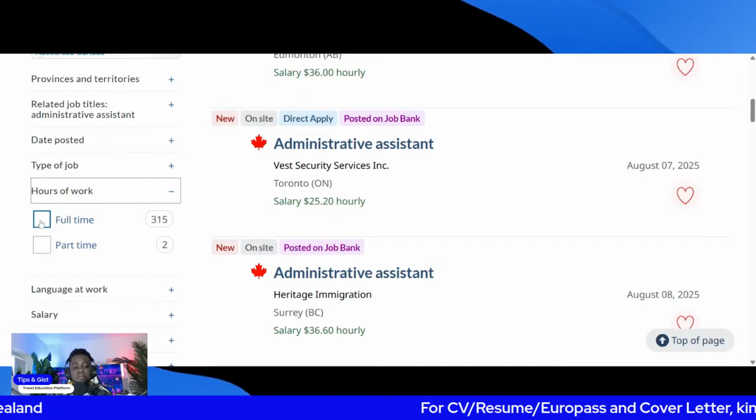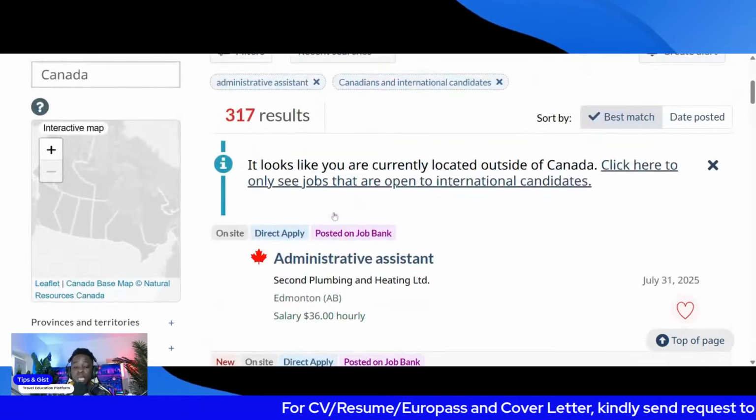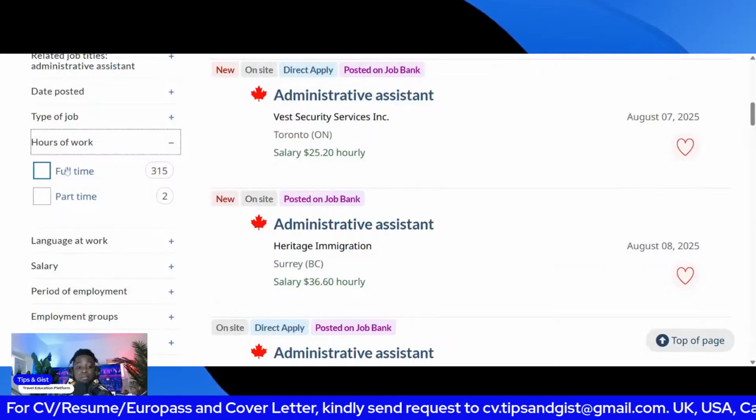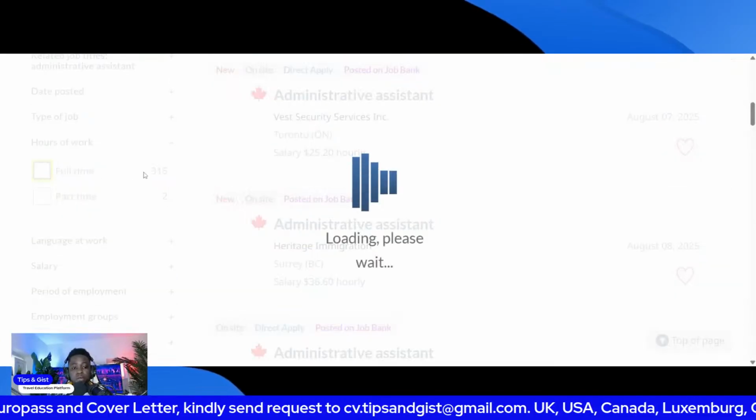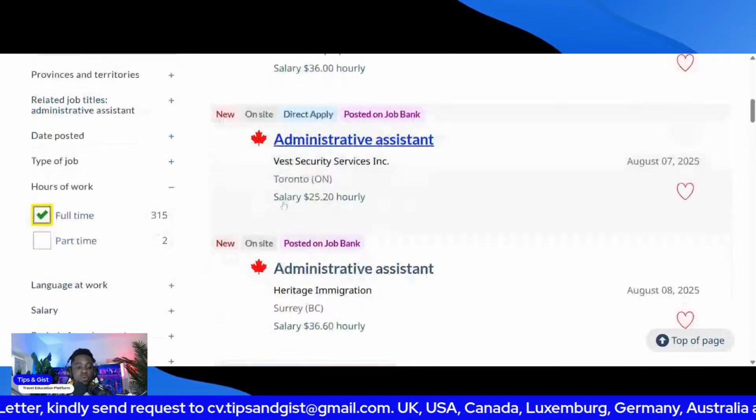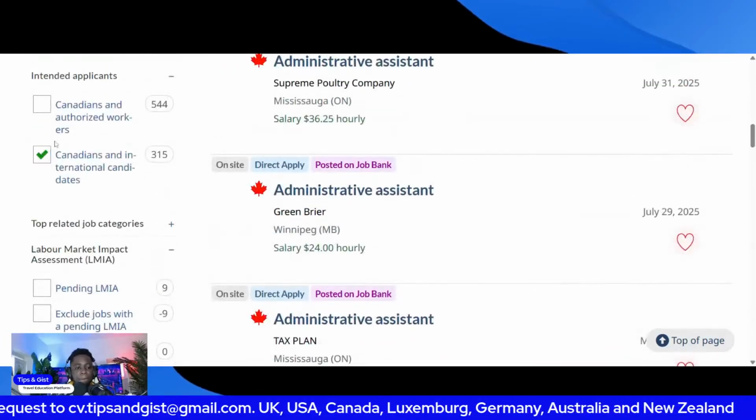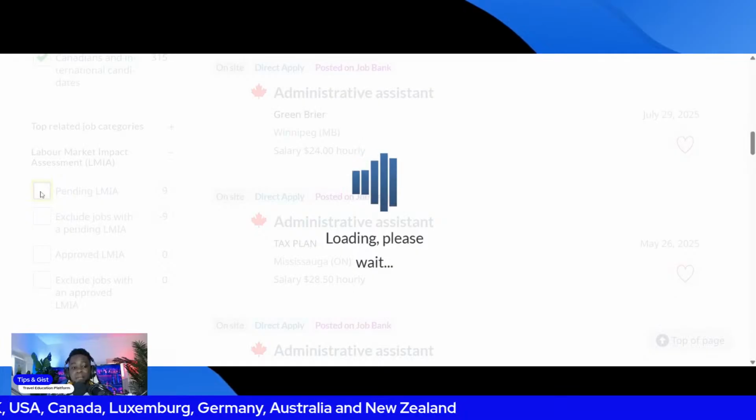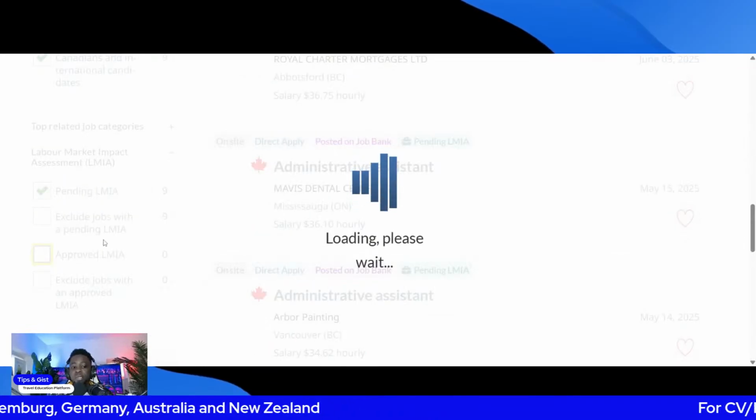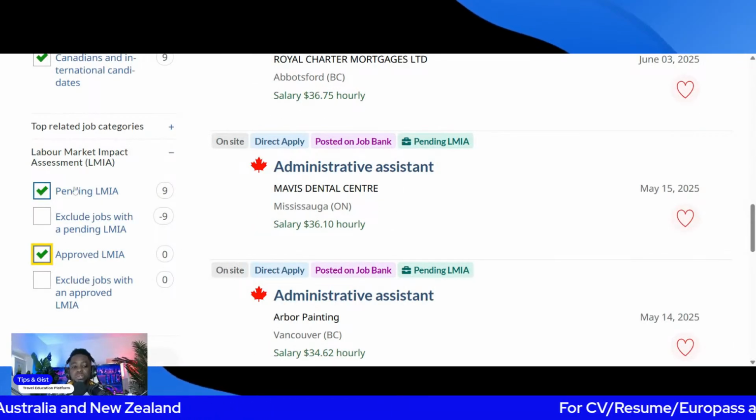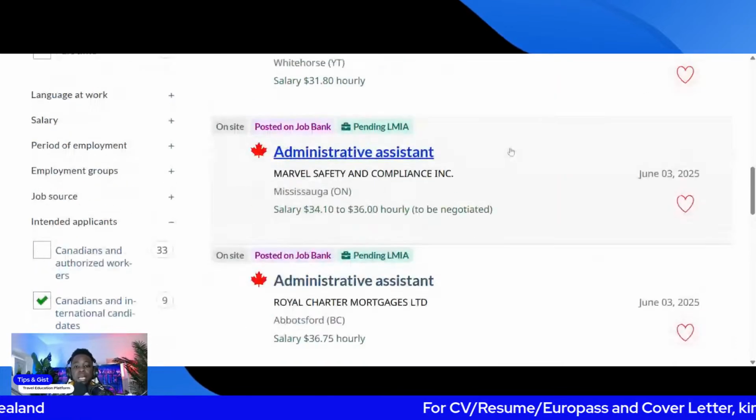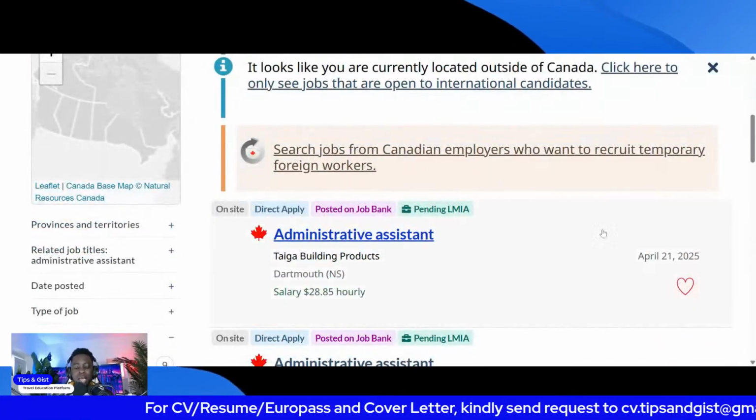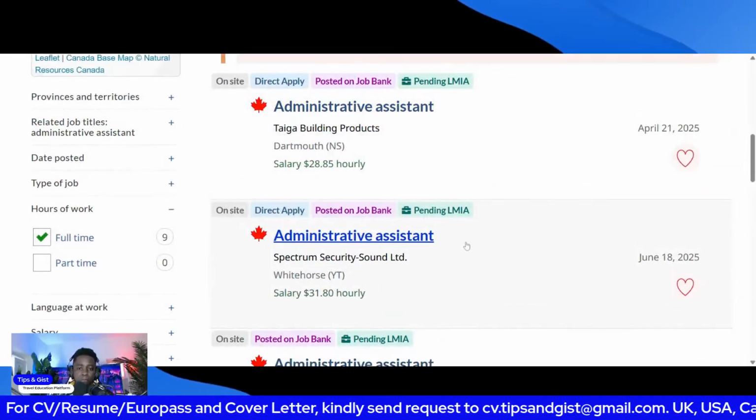Now you are looking at a full-time job because to be able to get a job in Canada, especially on visa sponsorship, it shouldn't be a part-time job, it should be full-time. So you click on full-time. That is enough for you. So the hours of work full-time, Canadians and international candidates, and sometimes you do click on the pending LMIA and then approved. But since the approved is 0, you just have to leave that part. Then now you can see that they have 9 results. That means only 9 employers are ready for you now.